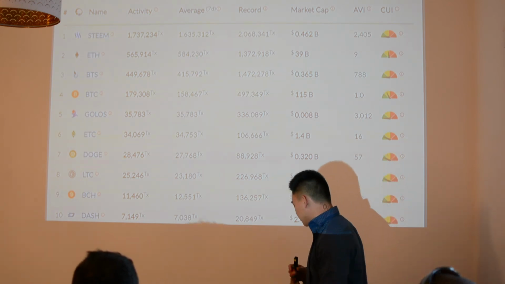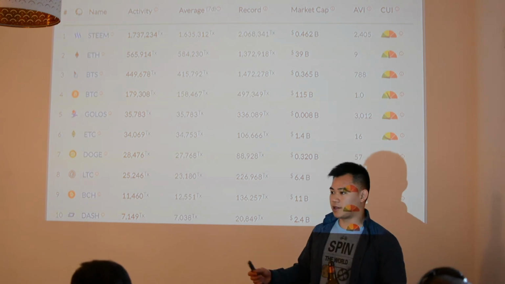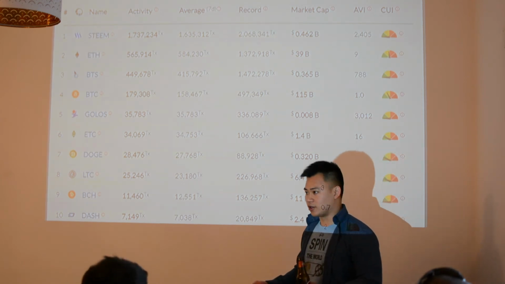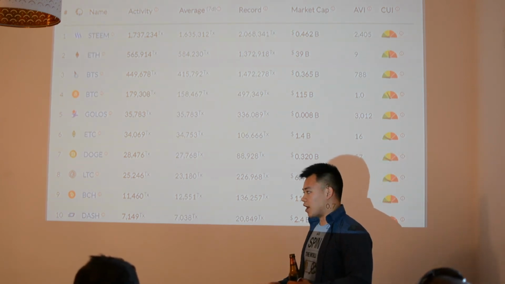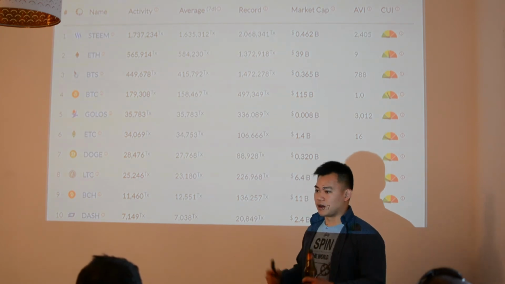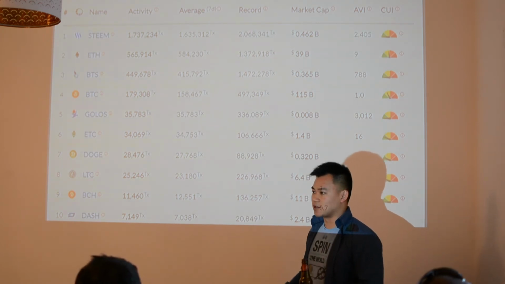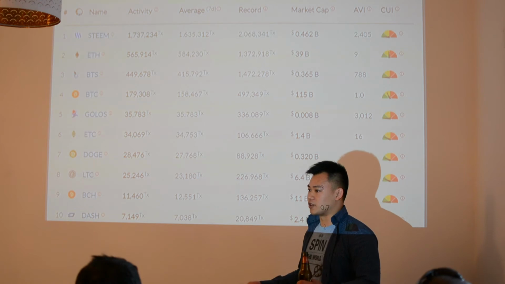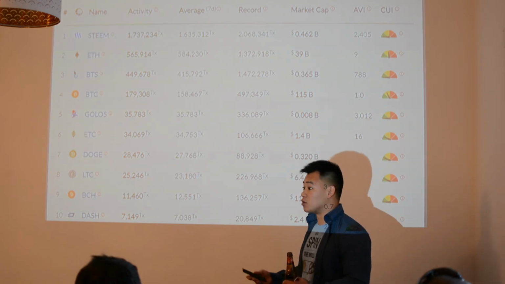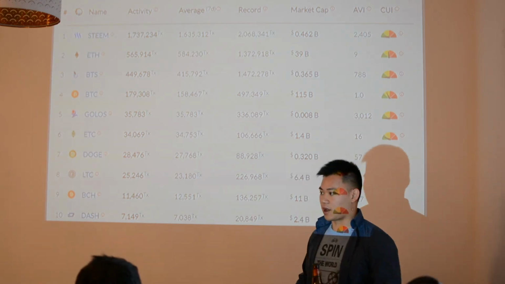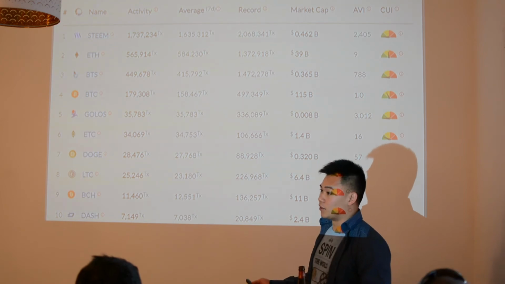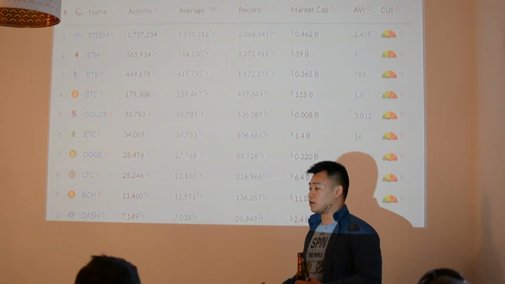So imagine something like Facebook, right? Every time you put a like, every time you post a comment, that's a transaction on the blockchain. Facebook has about 3 billion users. If everyone just does a like per day, that'd be 3 billion transactions per day. You can't build on top of Bitcoin, you can't build on top of Ethereum. The only thing you can build on top of is EOS.